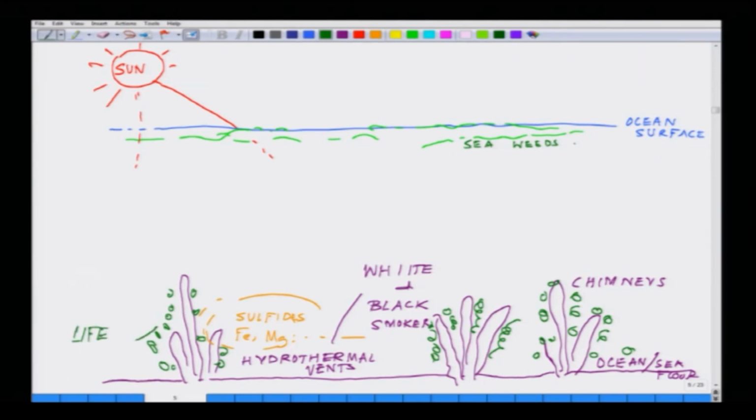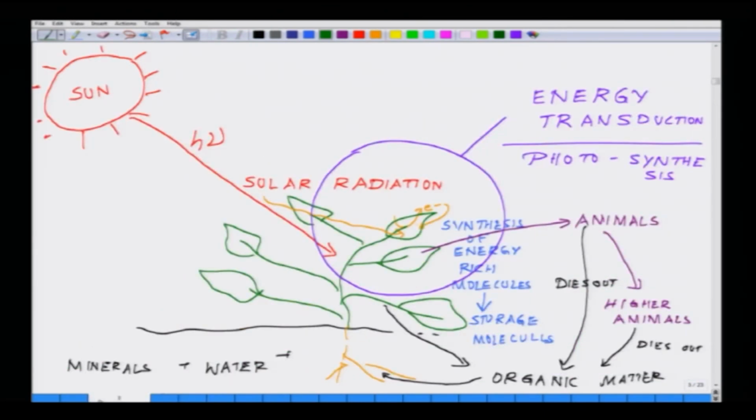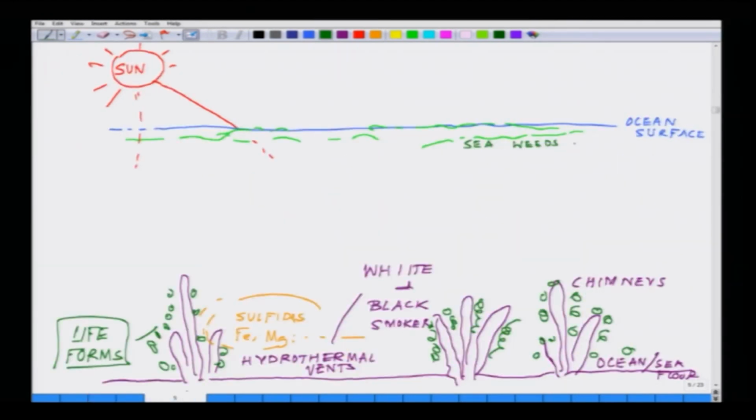Now if you compare this situation, where there is no light reaching, how is the electron transfer taking place? There is no photosynthesis taking place in this situation. If you compare this picture with this picture, where the sun is directly hitting the leaves, there is no sun hitting the surface here. So these kinds of life forms, in 1977, changed the way we think.